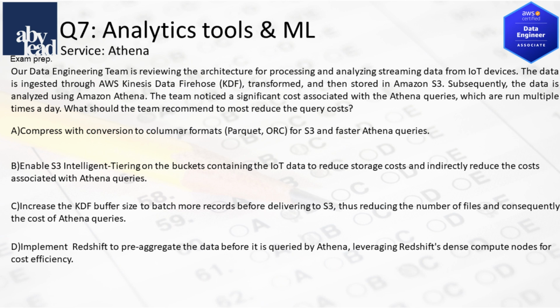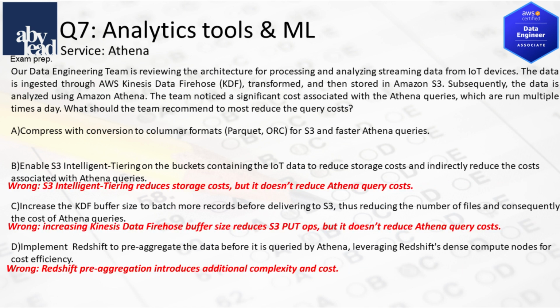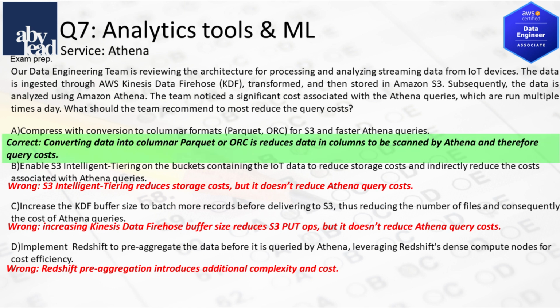Question 7. Kinesis Data Firehose processing with Athena query is costly. With S3 intelligent tiering, you reduce its storage costs, and increased Kinesis Data Firehose buffer size reduces operations to S3 but not the query costs. And Redshift pre-aggregation introduces additional cost. Most advisable is to convert into columnar Parquet or ORC format for smaller query costs.